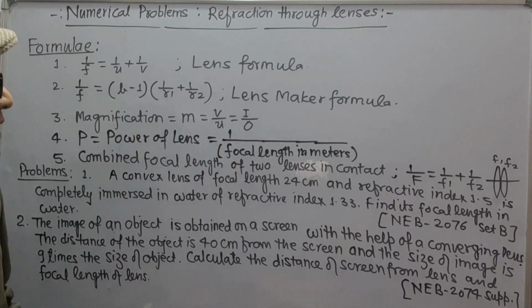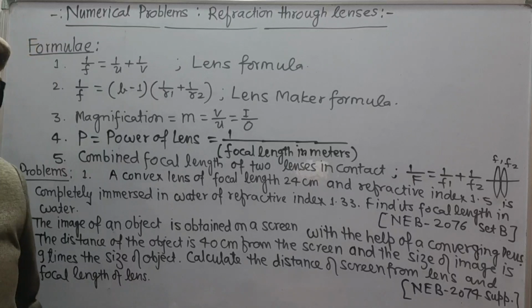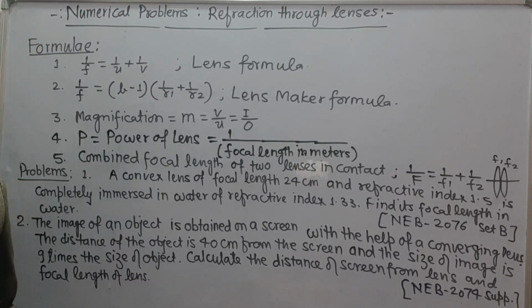All real object and image distances are taken positive and virtual object and image distances are taken negative. Focal length of convex lens, also called converging lens, is taken positive, and that for concave lens, also called diverging lens, is taken negative.